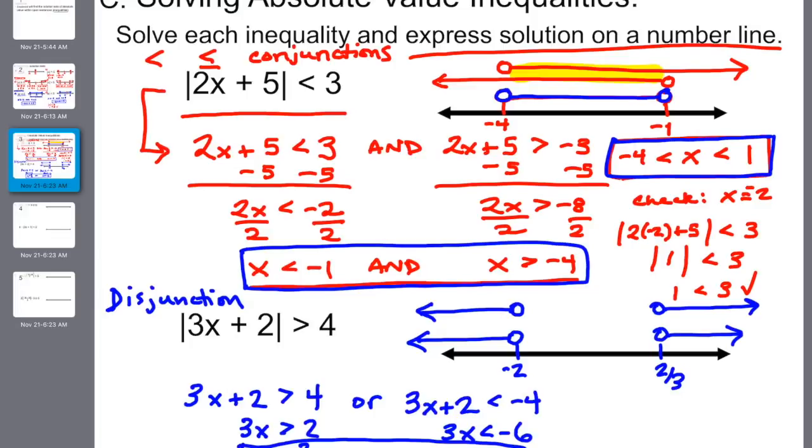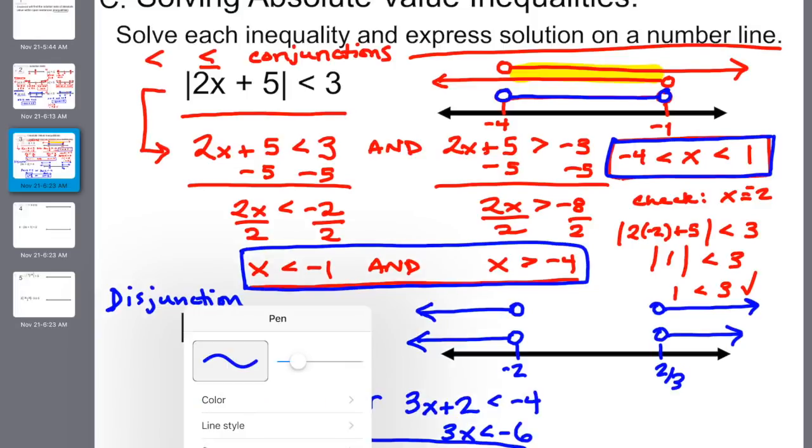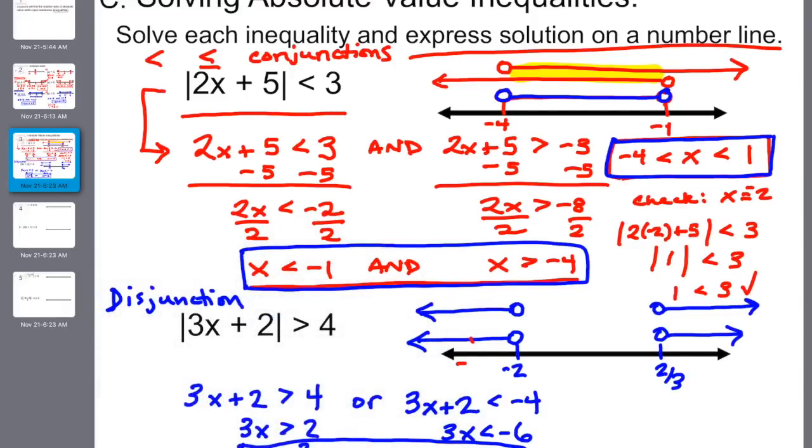To check it, you can take a value that's less than negative 2, say negative 3, and plug it in. We'll do that here. Let's change the color so you can see where it's coming from. So let's say negative 3 here. We've got absolute value of 3 times negative 3 plus 2. That should be more than 4. I'm sorry, negative 9 plus 2 would be negative 7. The absolute value of negative 7 is greater than 4. That would be true because 7 is greater than 4.